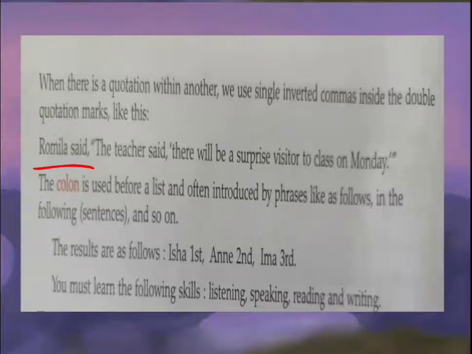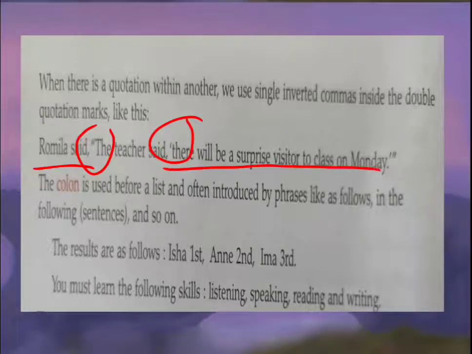So what Ramila said, those things we have to write in double inverted commas. The teacher said, comma, then single inverted comma, what the teacher said: there will be a surprise visitor to class on Monday. Now, first you close this exact word of the teacher with single inverted commas. After, you close it with double inverted commas, what Ramila had said. Yes, students, so here don't be confused. Sometimes two things will come, so at that time you use double inverted commas, and inside you use single inverted commas.